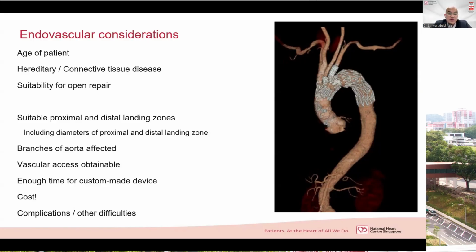Other important issues are the branches of the aorta which are affected. As you can see in the picture here, for example, an aneurysm can affect certain branches which go to the brain, go to the hand and so on, as well as to the kidneys and so on below. So these are things that we consider. Also, we have to look at the cost. These devices are expensive, and look at time. If you want to make a custom device for certain patients, it can take up to 5 to 6 weeks, but it means that the patient must be able to wait because some situations can be more emergent and something may need to be done earlier.